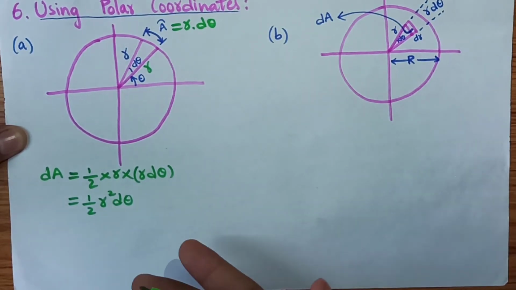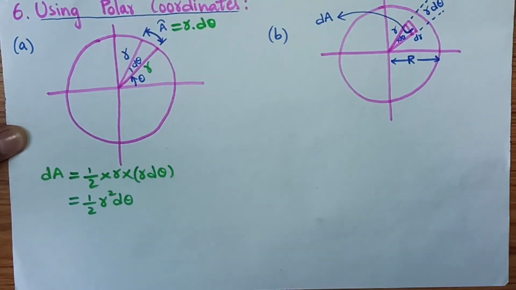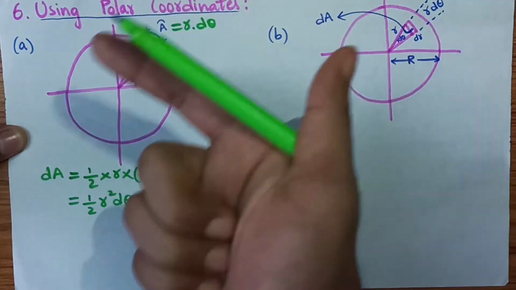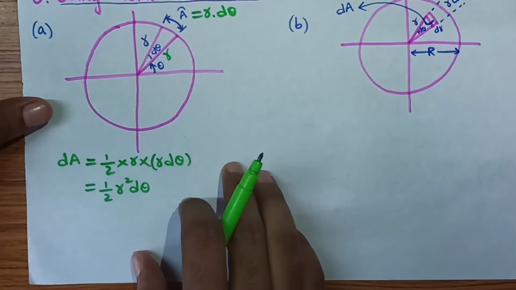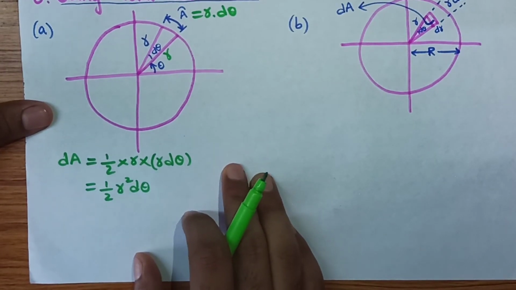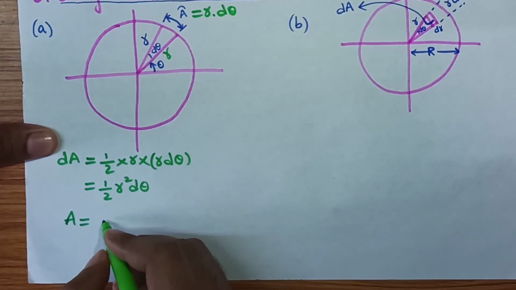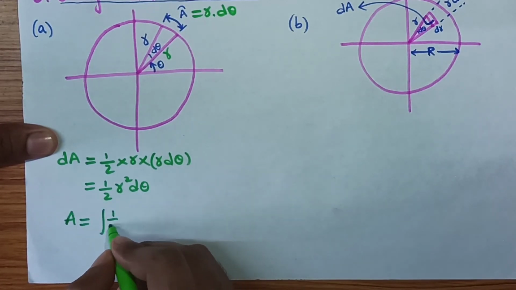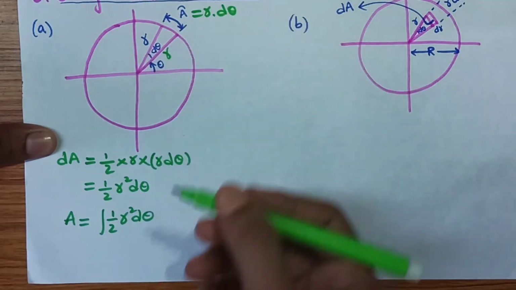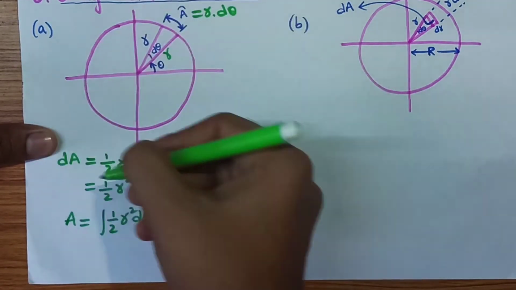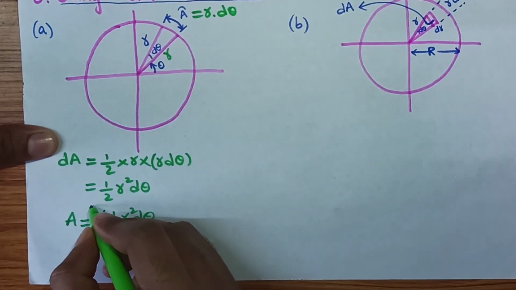So to sum it up, this is polar coordinates. You can directly use the limits 0 to 2 pi and integrate this function, so you will get the area of the whole circle. So the area will be the integration of this whole function, or the area of the small sector. We are summing it up to get the area of the whole circle, the limits are from 0 to 2 pi.